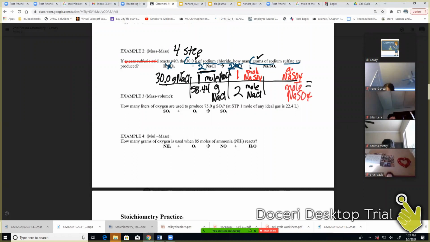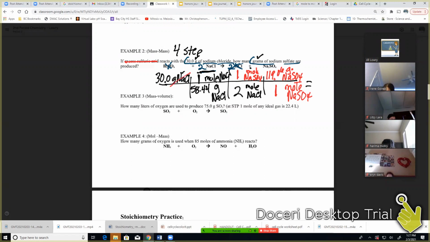But I see that grams, so that's my hint. There goes a place for my second molar mass. So I'd have to figure out the mass of that, go through my little process. Hopefully you'll get where you can just do them almost in your calculator. 119.06 grams per 1 mole.